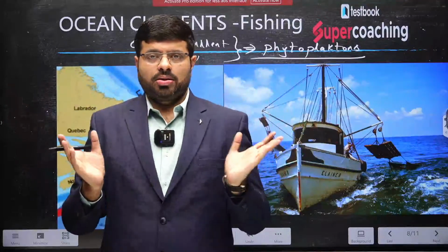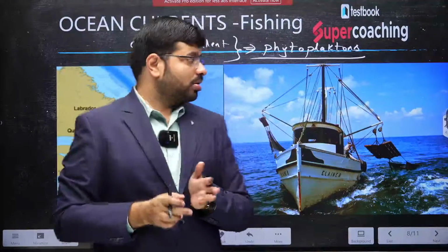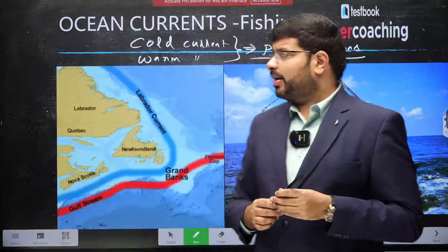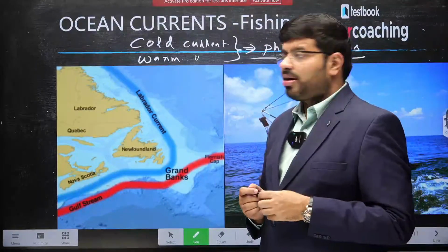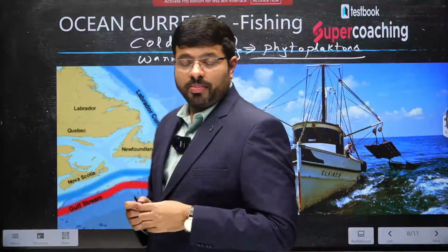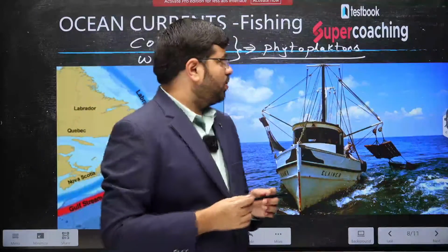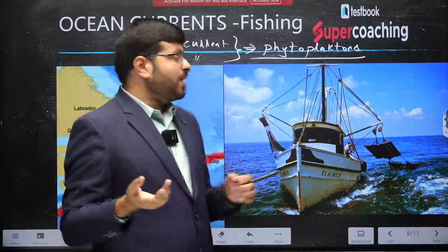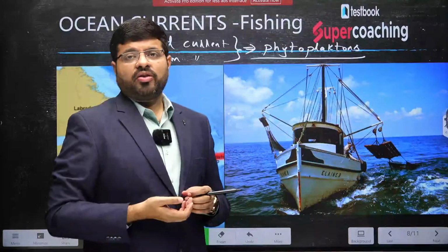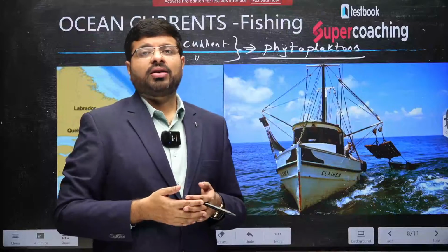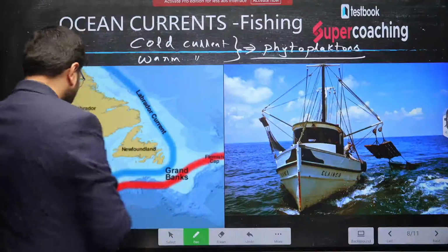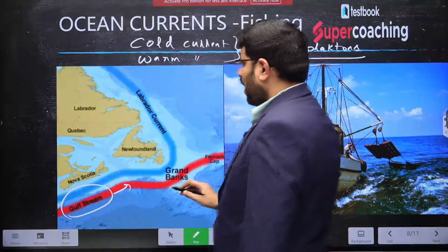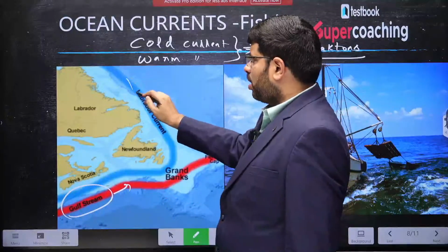All these things, you will find a unique dimension of this. Because of the cold current and warm current, the phytoplankton are growing, and because of this they are known as fishing grounds. The best fishing industry is always available where there is a meeting point of cold current and warm current. One such example is the Gulf Stream, which is coming along the coast of America, and then the Labrador current, which is coming from Canada's coast.